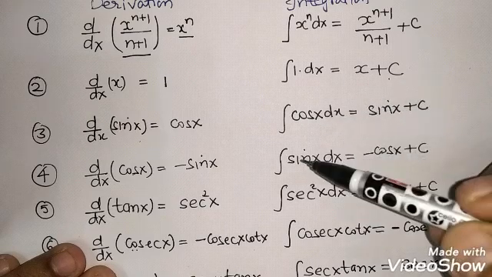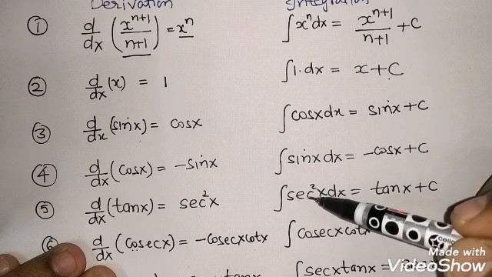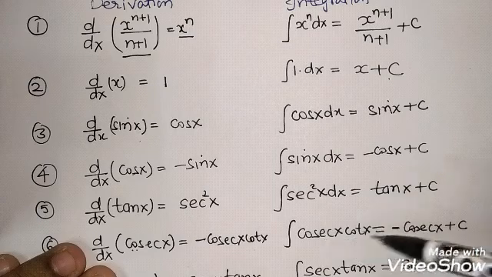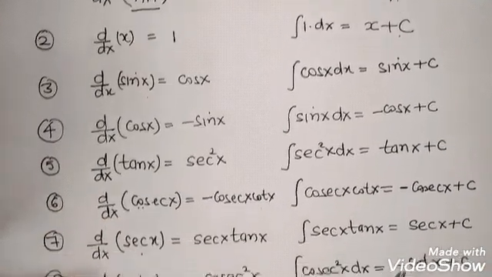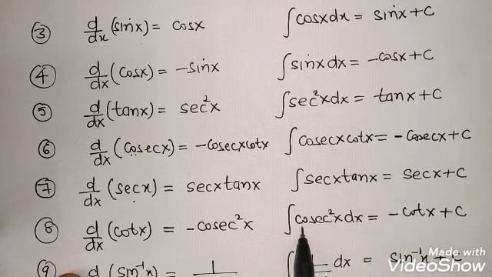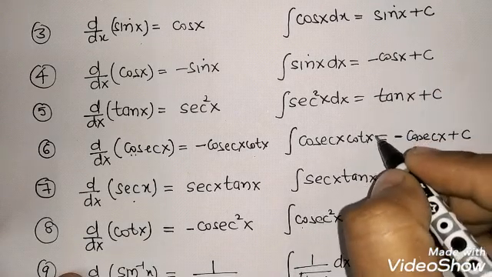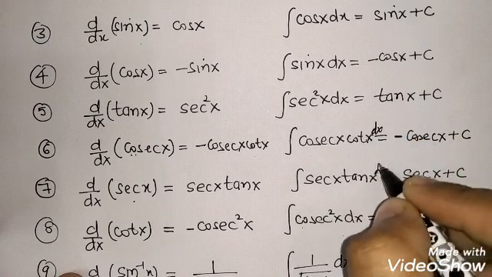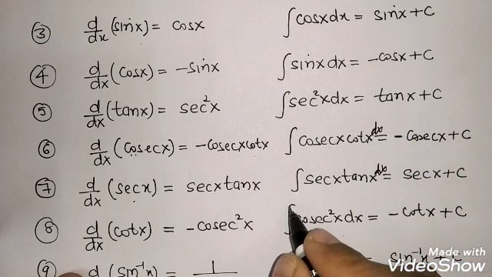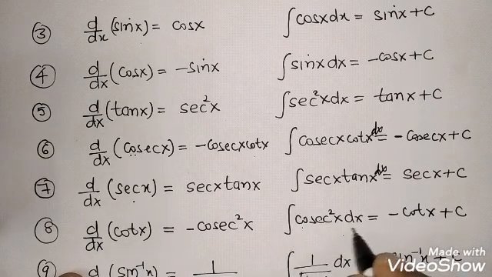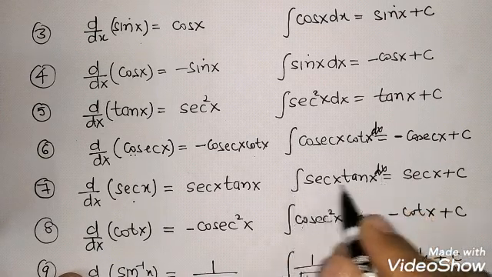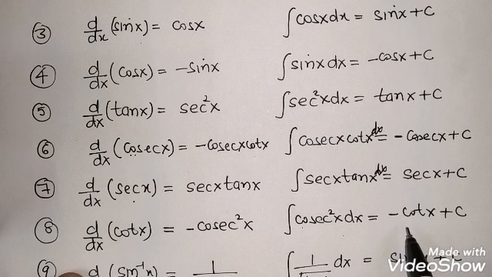Cos x integration is sin x, sin x integration is minus cos x. Secant square x integration is tan x. Cosecant x cot x integration is minus cosecant x. Secant x tan x integration is secant x. Cosecant square x dx integration is, here it is dx. Use dx everywhere, because whenever you use the formula of integration, this symbol, we write dx. Without dx it is incomplete. Cosecant square x dx is minus cot x plus c.